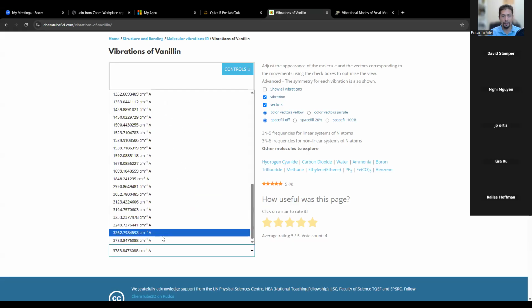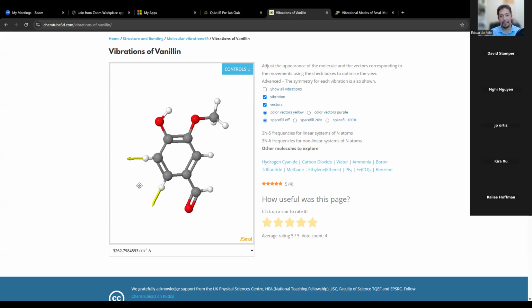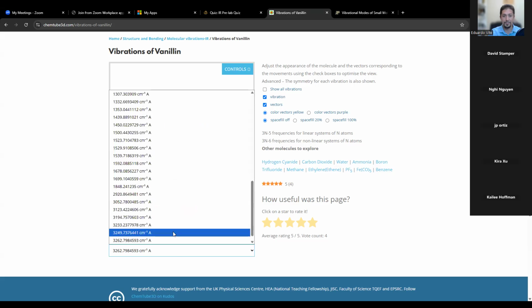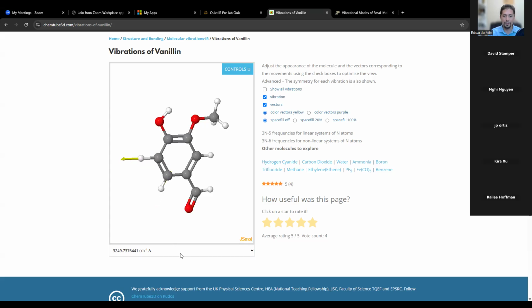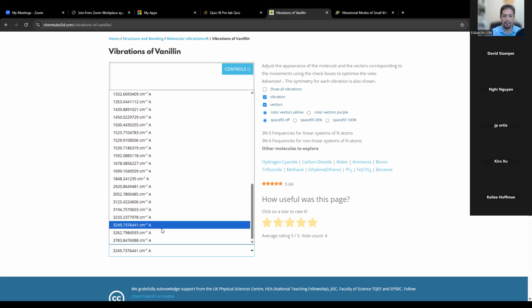Let's look at the next one. This one here, this is an sp2 carbon-hydrogen vibration. sp2 is a double bond. It's a lot stronger than a single bond, so it's going to take more energy to stretch compared to a single bond. So this is also characteristic. Here's another one. This one's asymmetric. You'll notice that they're kind of similar in energy. One is 3249. The other one is 3262.